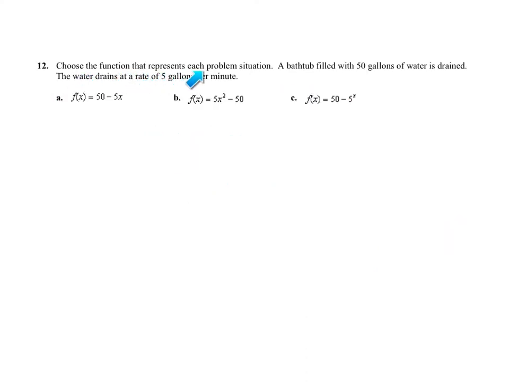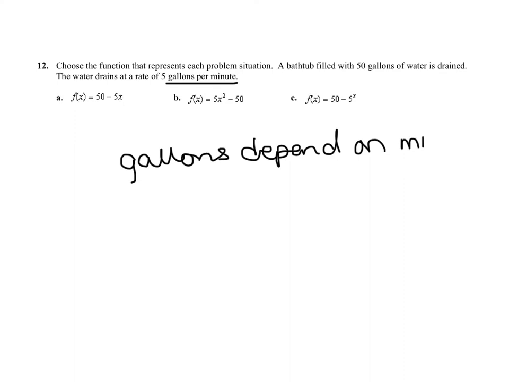Choose the function that represents each problem situation. A bathtub filled with 50 gallons of water is drained. The water drains at a rate of 5 gallons per minute. So right here, gallons per minute, the amount of gallons is going to depend on the minutes. So that's their time. So here, this would be our dependent, and this would be our independent. And that information isn't important for the problem. It's just good to go back and refresh that.